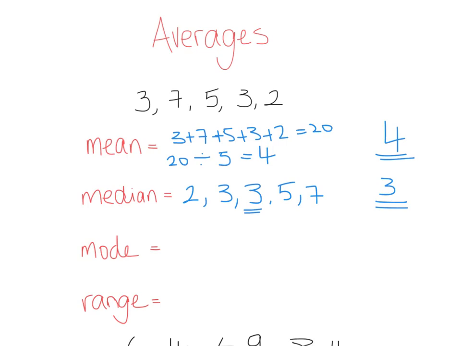The mode is the number that appears most often. So as you can see, there's only one 7, there's only one 5, there's only one 2, there's 2 3s. So because of that, the mode must be 3, okay? And the range is the biggest number, take away the smallest. So the biggest is 7, the smallest is 2, so we'll take away 2, and that gives us 5. So the range is 5.